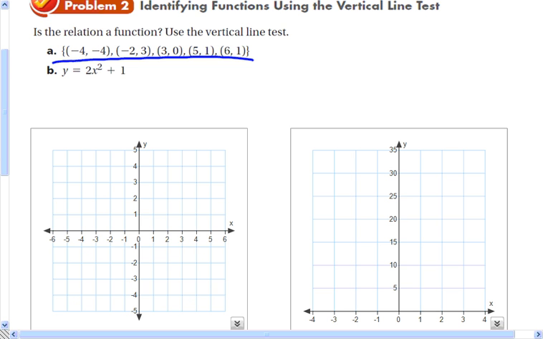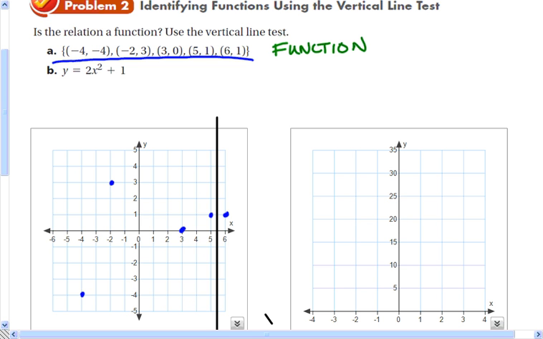So we have -4, -4, -2, 3, 3, 0, 5, 1, 6, 1. And we're going to use a vertical line. If I take this vertical line and I hit more than one point at any place along the x-axis, it's not a function. But you'll notice with this that the most I hit is one value. So, yes, it's a function.